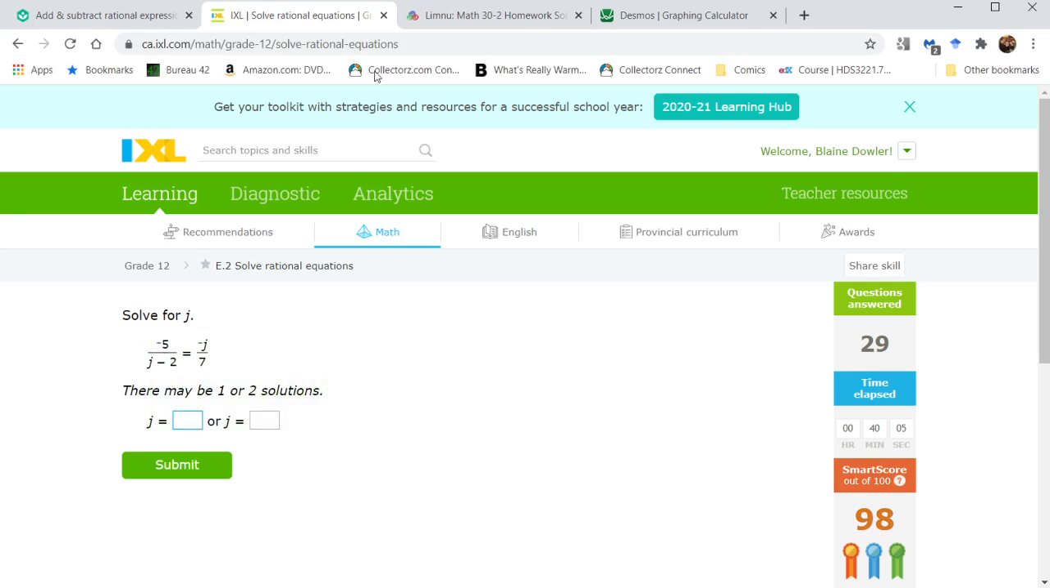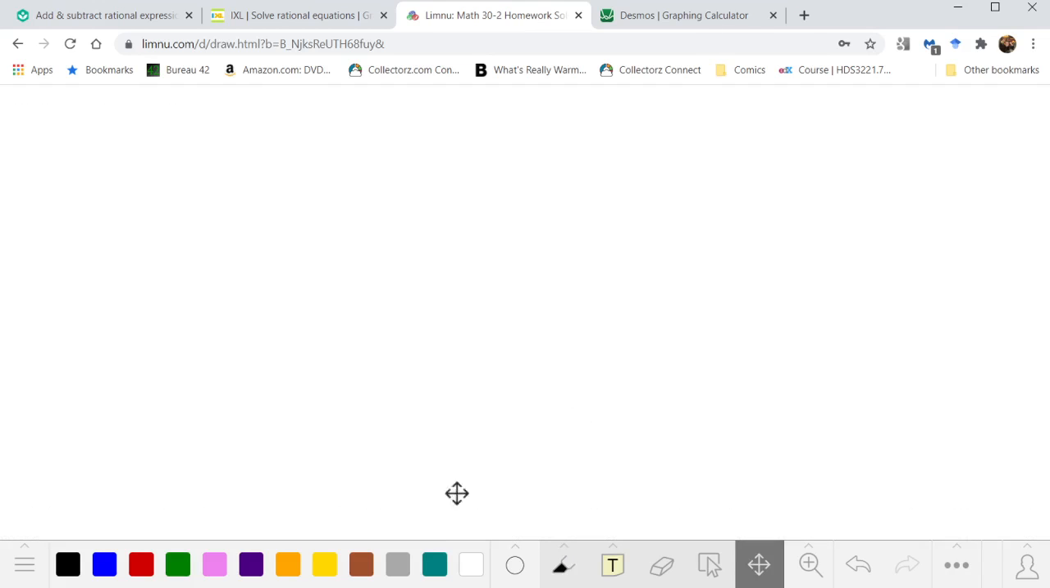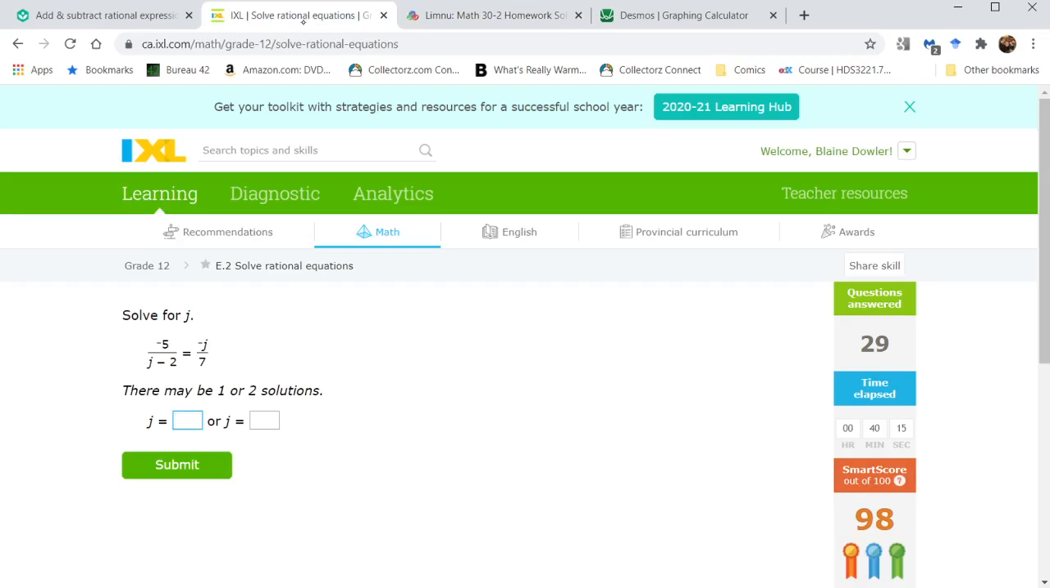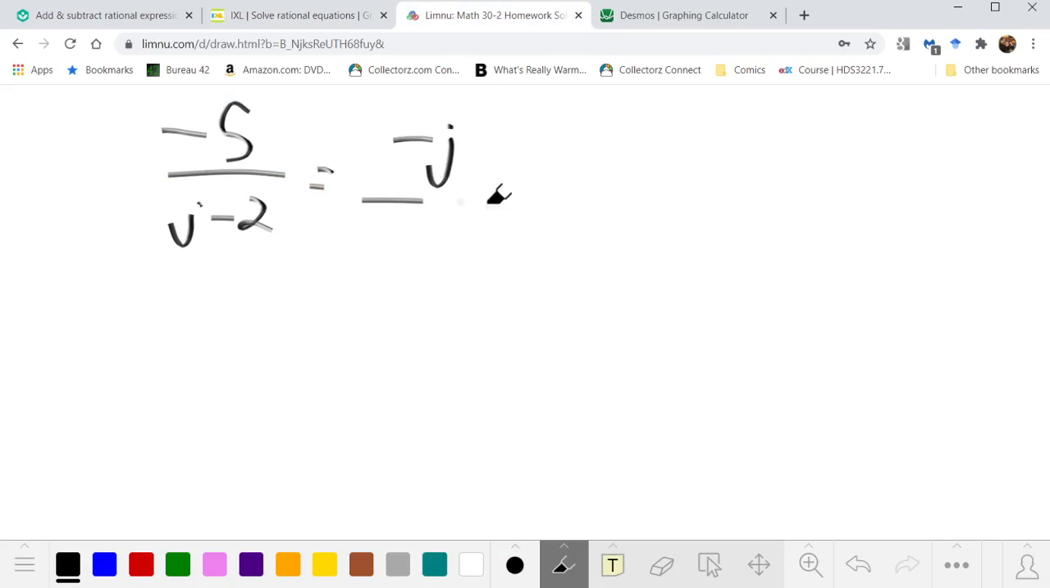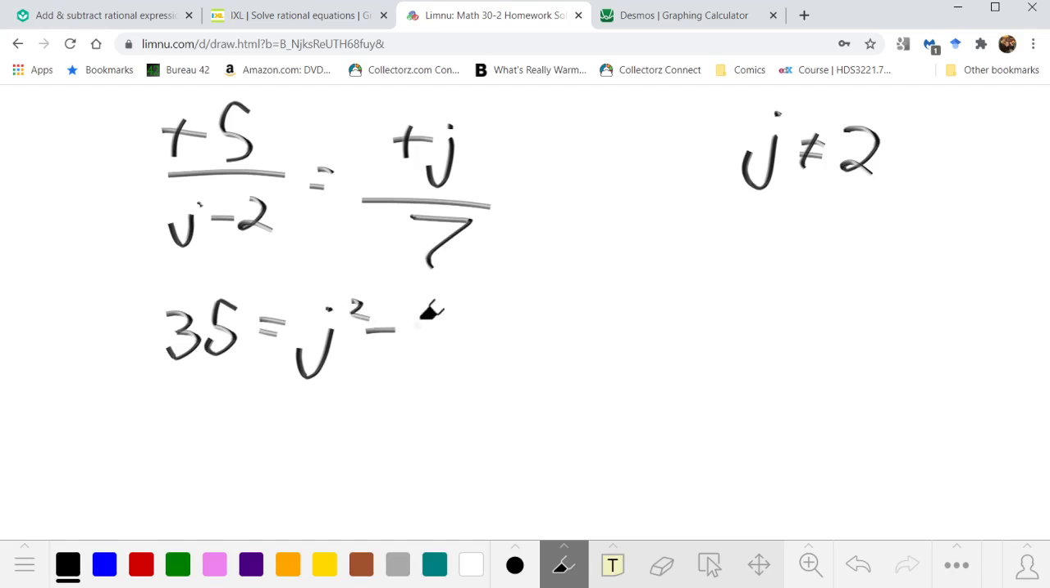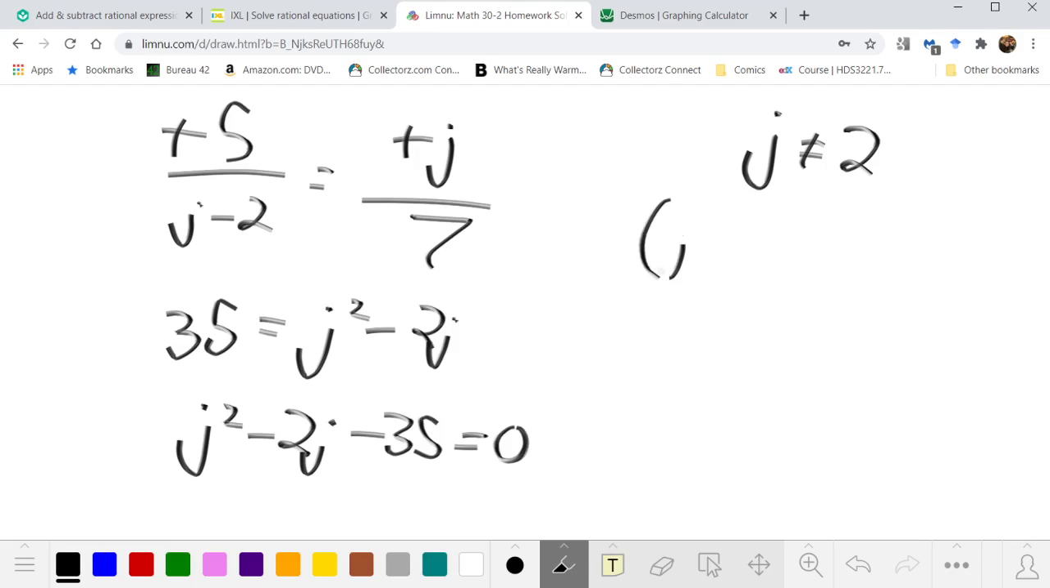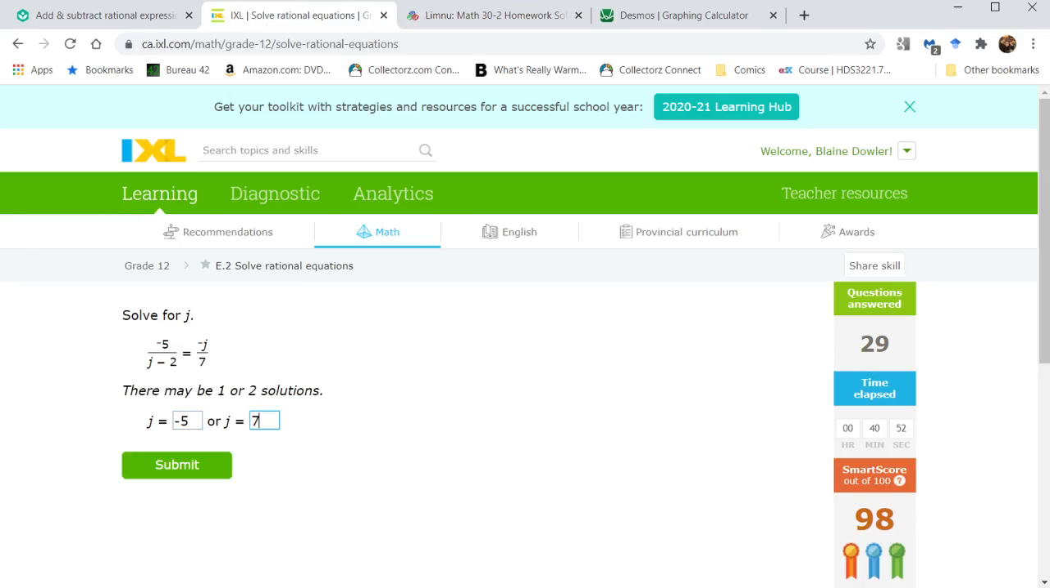Now negative 5 over j minus 2 is negative j over 7. You can multiply both sides by negative 1 right off the bat and just get rid of those negatives. Cross multiplication gives us 35 equals j squared minus 2j. So j squared minus 2j minus 35 equals 0. So that is a j minus 7, j plus 5 equals 0. So j is either negative 5 or 7.